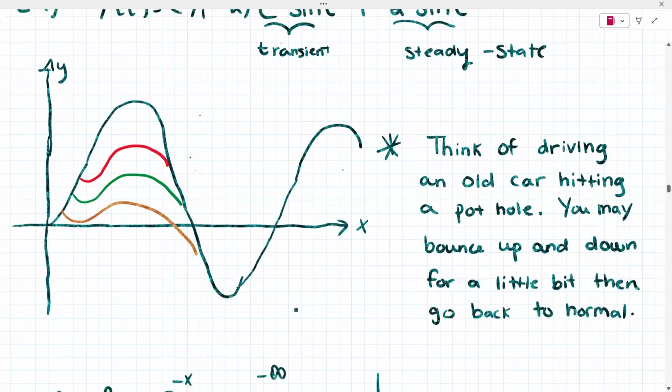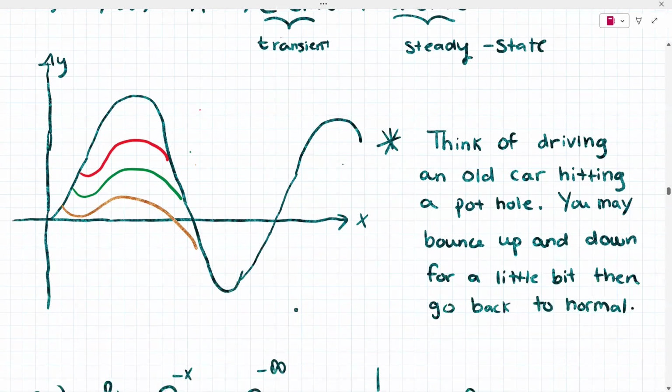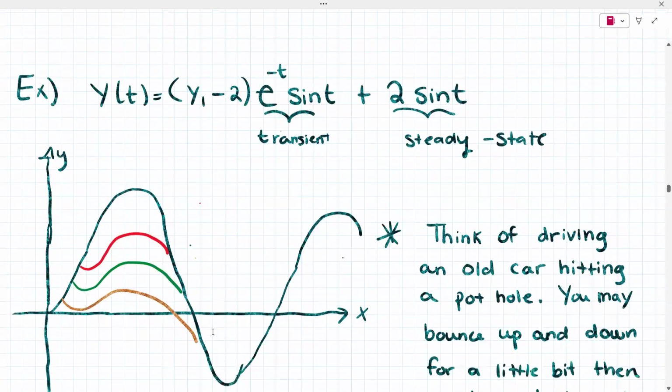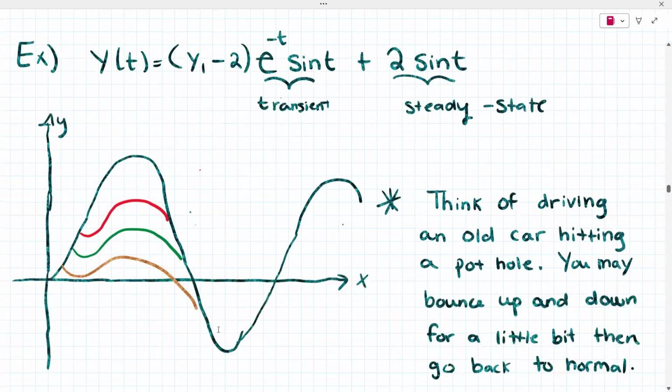Okay, you could think of this as driving an old car. If you hit a pothole, you may bounce up and down for a little bit, then it goes back to normal. That's the same thing as the transient terms.